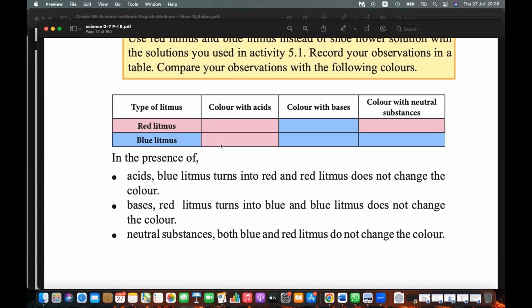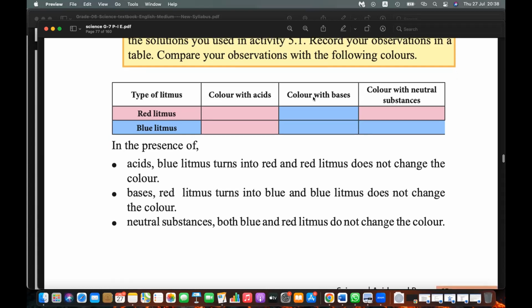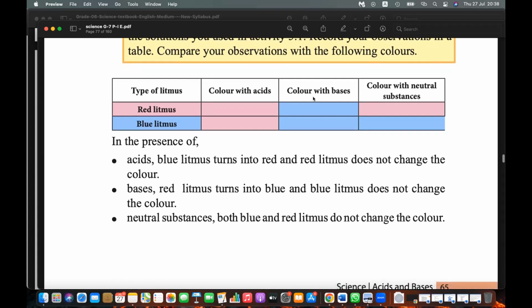Litmus only indicates whether it's acid or base by changing color. If blue litmus is changing to red, so what is that? If blue litmus turns red, is it an acid or a base? Blue litmus turning red, it's acid, right? Then red litmus turning blue, base. No change of the color of both litmus, then it's neutral, right?